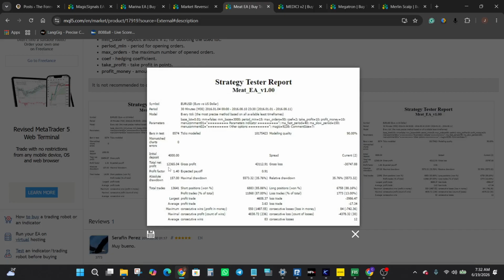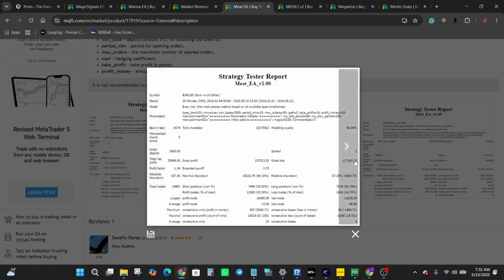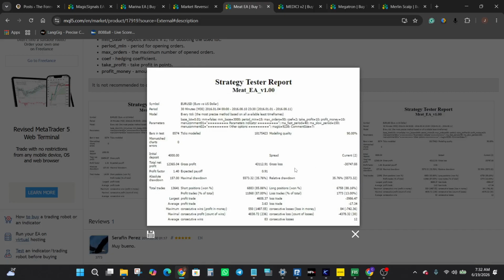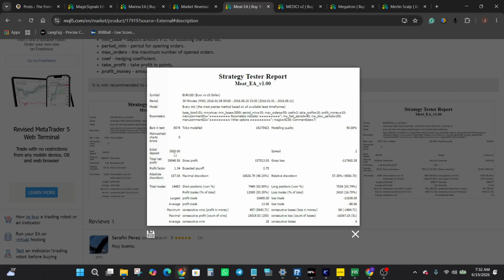Total net profit in this case was 12,365.04. And I am wondering why the balance increased but the profit reduced, because here we had 3,000, net profit was over 39,000. Here we had 1,000, net profit was over 26,000.